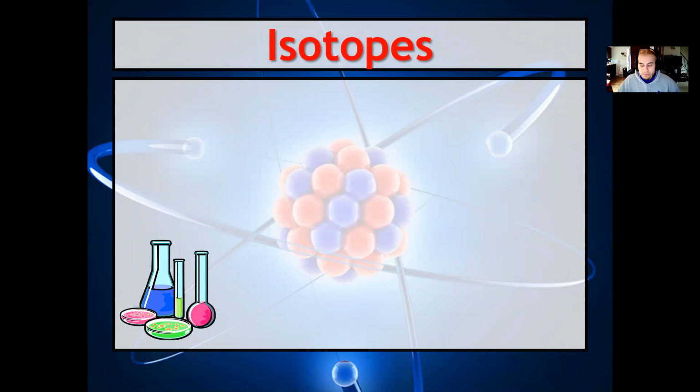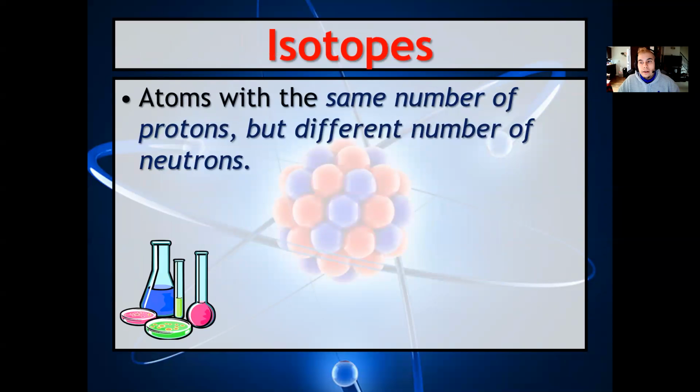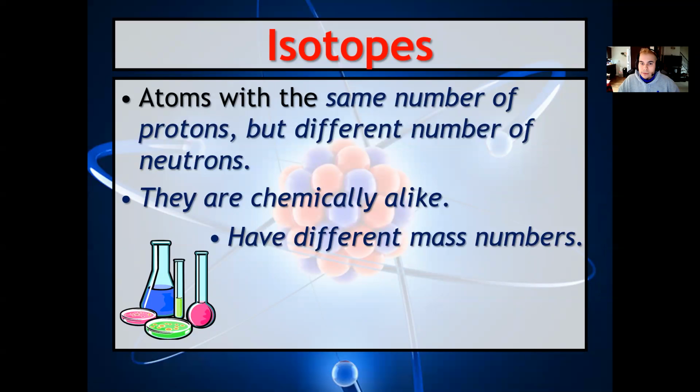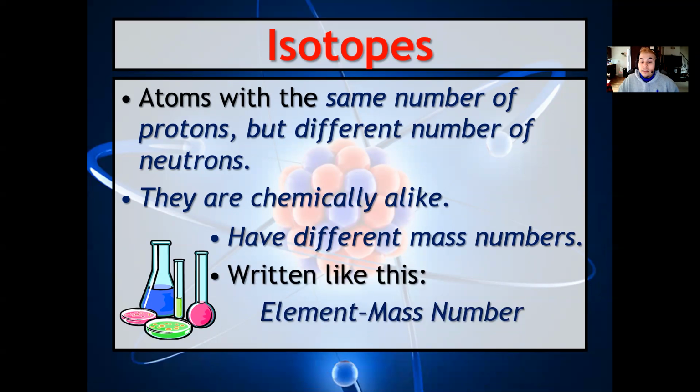Right? So isotopes. Isotopes are atoms with the same number of protons but different numbers of neutrons. They're chemically alike and they have different mass numbers. For reasons that we just identify and we know, but how they happened, I have no idea. So we look at them like this: the specific element, like hydrogen or something, and then the mass number. The mass number represents the different variation of that element.